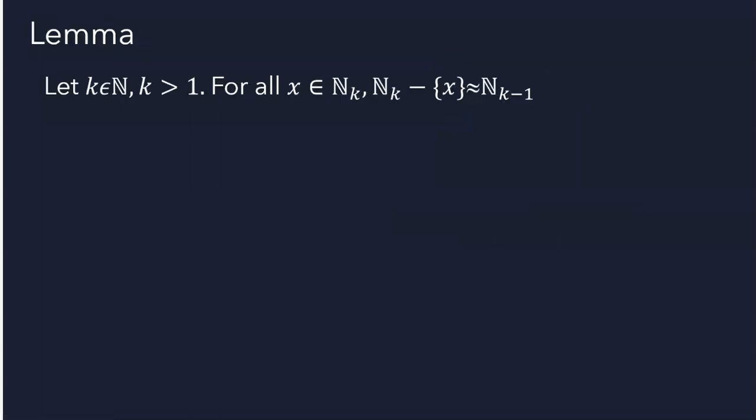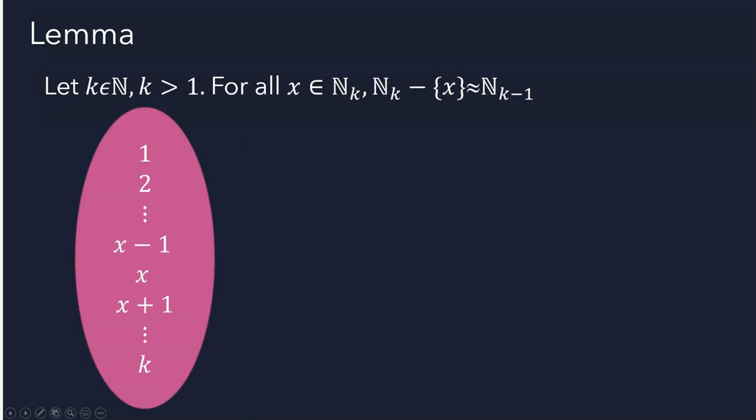So this one's analogous to the one where you add 1 and the cardinality goes up by 1. This is where you take 1 away and the cardinality goes down by 1. Let's say I've got n sub k, and there's some x stuck in the middle there. And I want to take that x away.